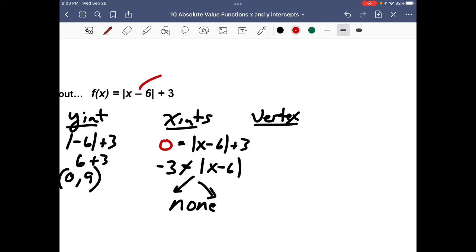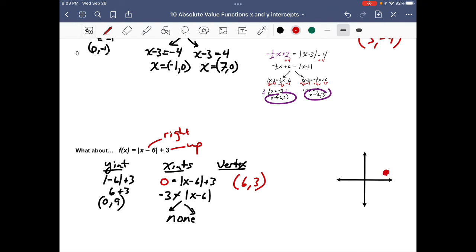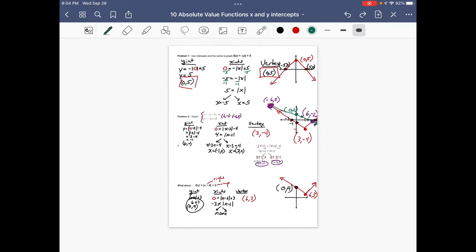Now, how can that be? Well, if you actually go through the vertex thinking, you're going to shift to the right, you're going to shift up. And if you go through that thinking and actually go over here and graph 6, 3, now here's 6, 3. Where's that Y-intercept? 0, 9, right? Like way up here, 0, 9. Wait a minute. If I try to draw my graph, my V shape, I don't get any X-intercepts, right? X-intercepts are along the X-axis. Well, the graph's not going to cross the X-axis, so it actually makes sense that we end up with none. So once again, good graph, all is well.